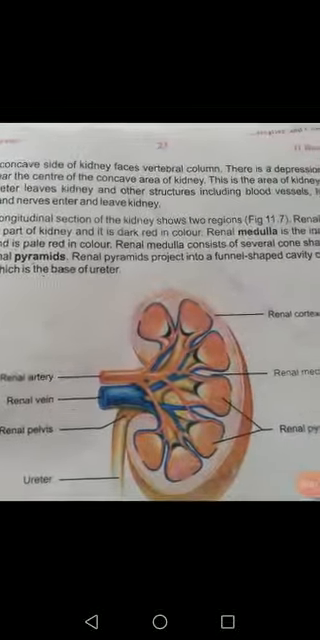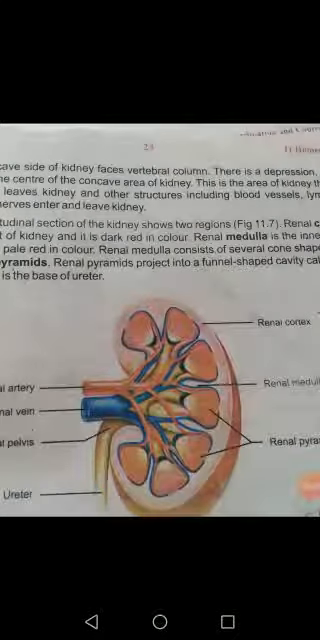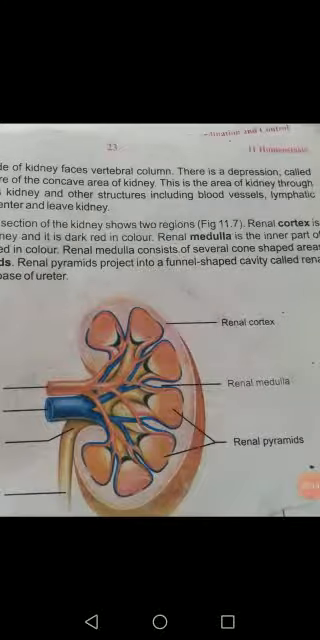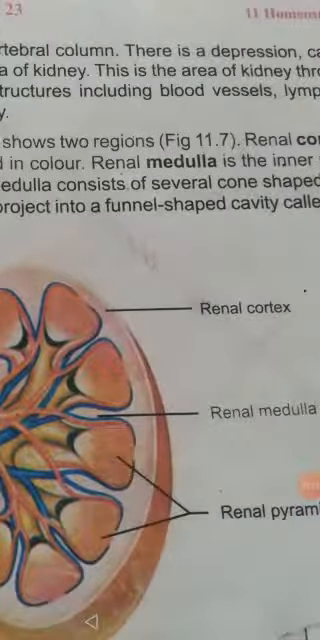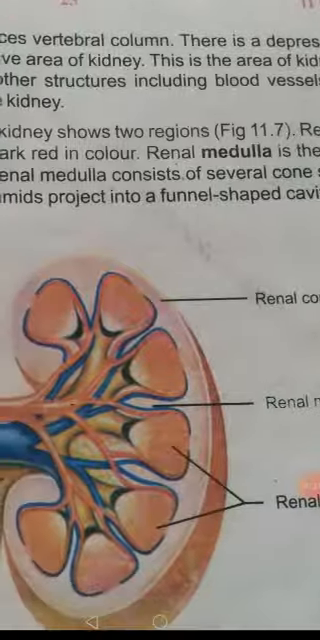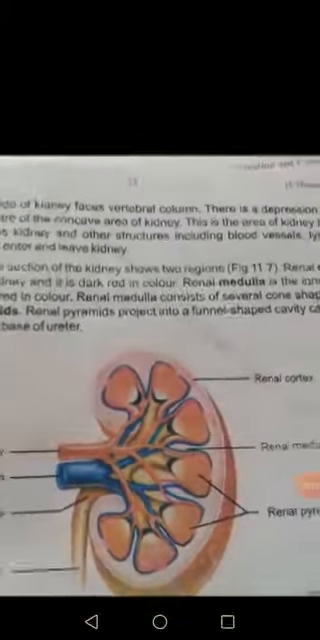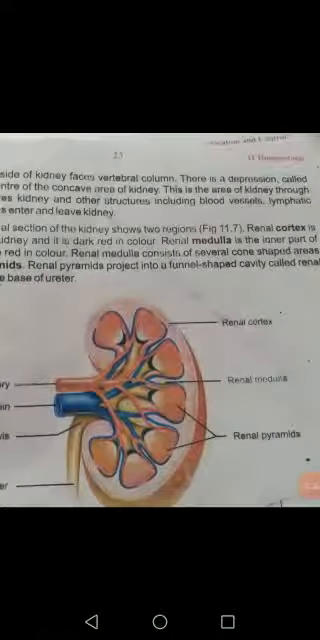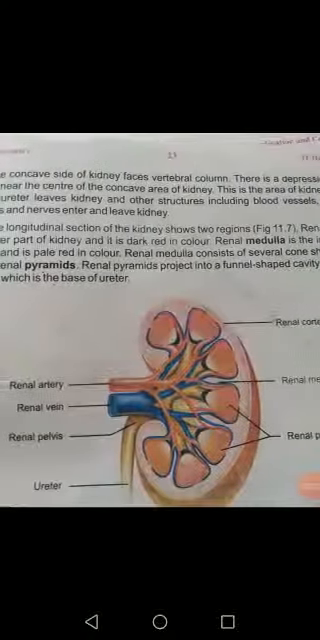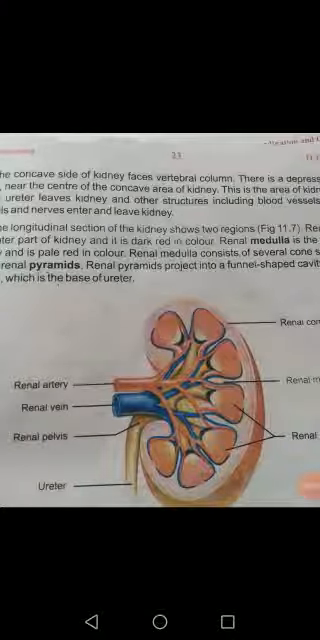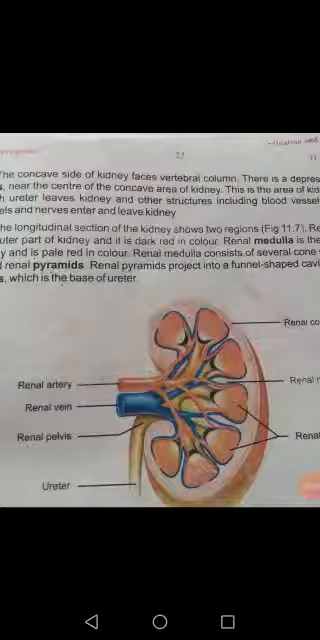If we look at the anatomy of the human kidney, it is made up of two parts. Its outer dark red region is called the renal cortex, and its inner pale red structure is called the renal medulla. The renal medulla has cone-shaped areas called renal pyramids. These renal pyramids open into a funnel-shaped cavity called the renal pelvis. This renal pelvis is the base of the ureter.